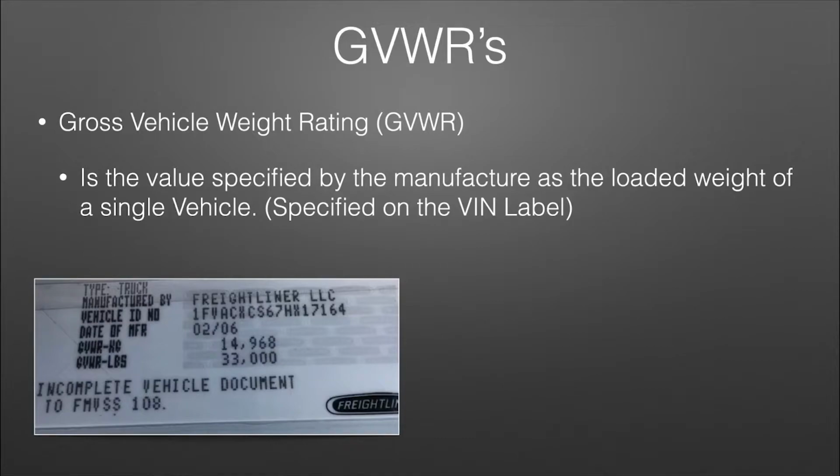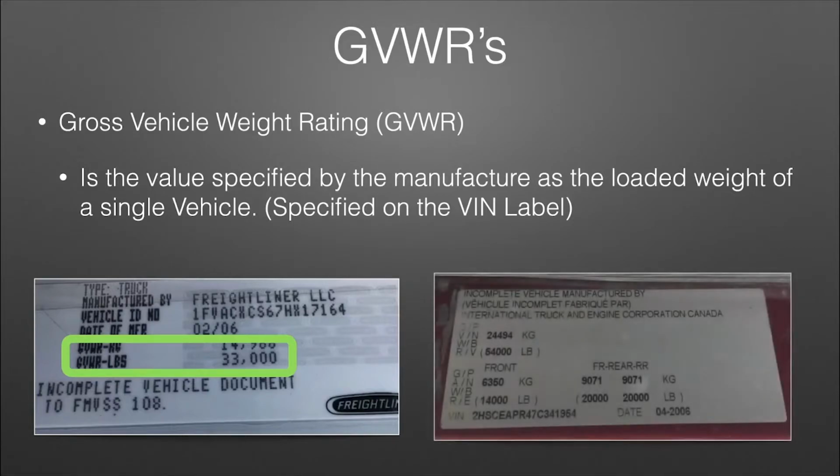All right, let's talk about gross vehicle weight ratings. That's the value that's specified by the manufacturer on the VIN plate. So you have to open up that driver's side door, identify the VIN plate, and locate where it says gross vehicle weight rating. You can see on this VIN plate that we have here, the gross vehicle weight rating is 33,000 pounds. Another example we have right here of this other unit, it has a 54,000 pound gross vehicle weight rating. It says it right there on the side, 54,000 pounds.